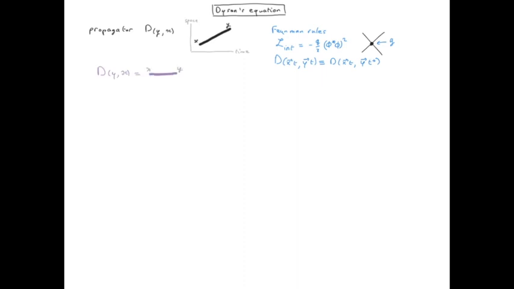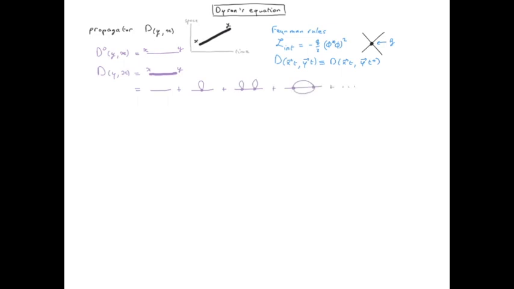The propagator for one particle interacting with its surrounding particles is represented by a thick line between the two space-time components x and y. The free propagator, however, where there is no interaction, d naught, is represented by a thin line. We can then write an expression for the propagator d as function of the free propagator d naught using interaction vertices.